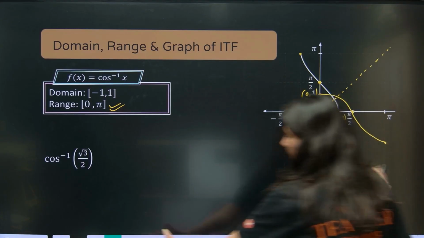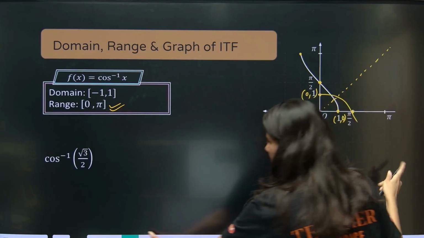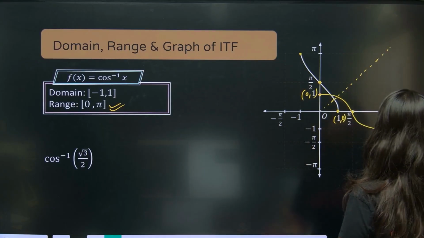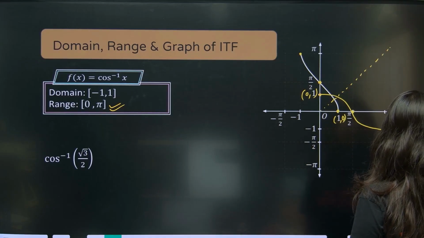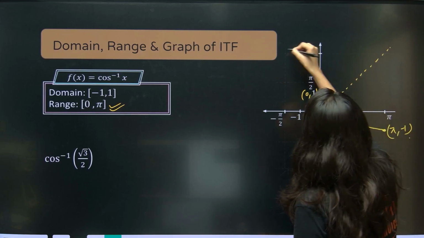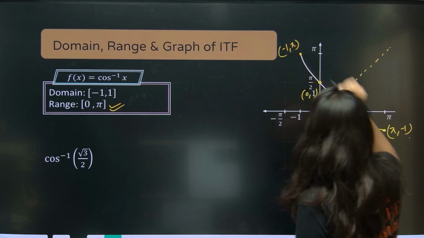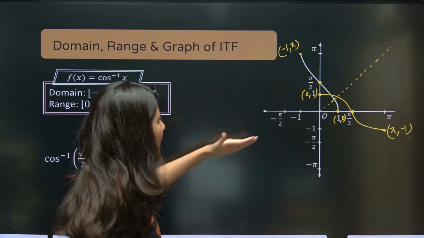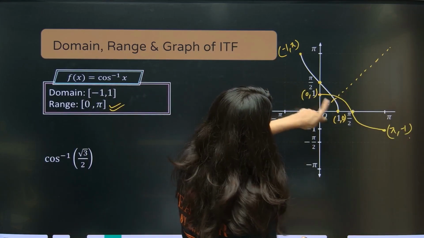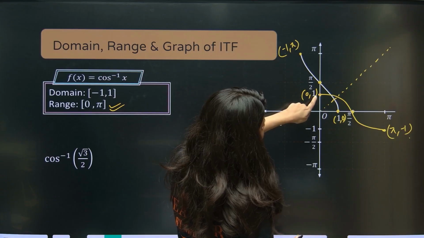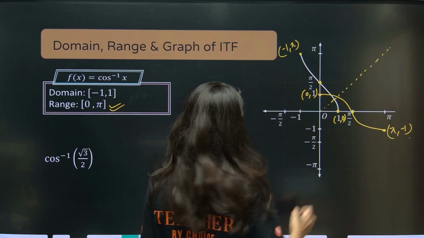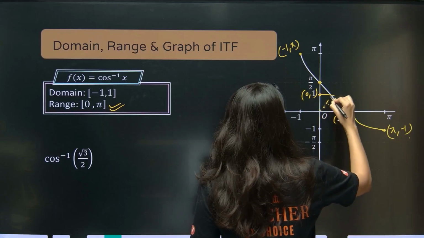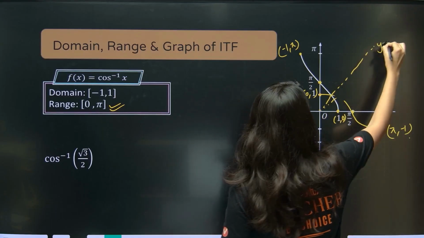Oops, a little bit. This is how it is. Yes. So this point is (pi, minus 1), and this is (minus 1, pi). Can you see the interchange of the points? So if you take the mirror image, this is how it will look. (1, 0) will become (0, 1). And you know these dotted lines? This is how the dotted line will look: y equals x.